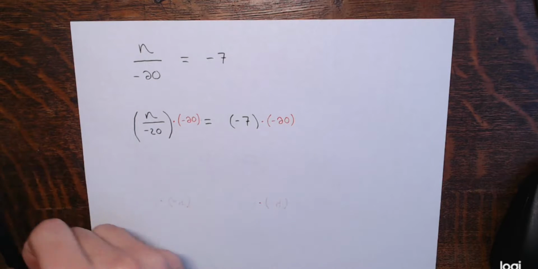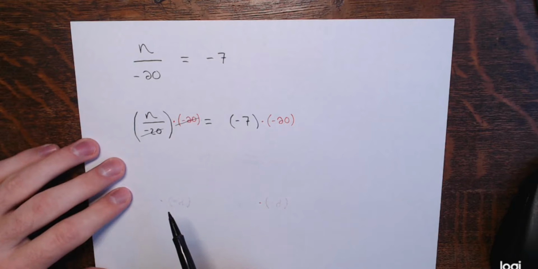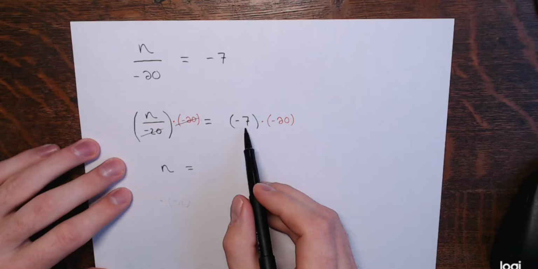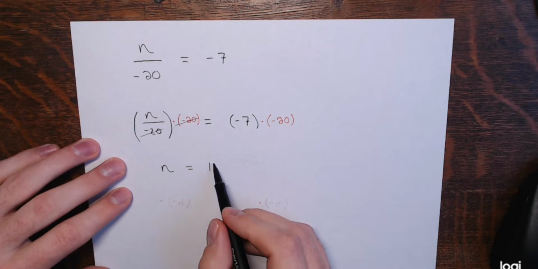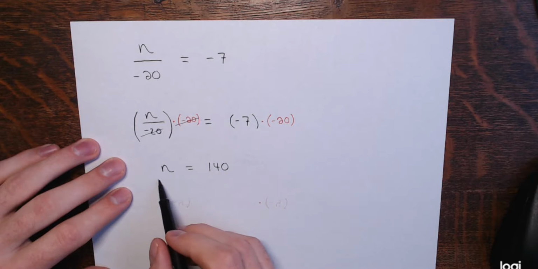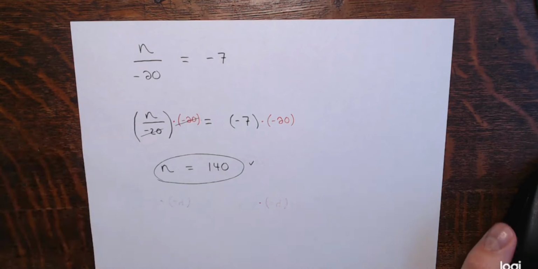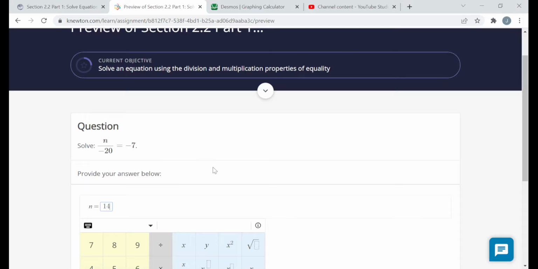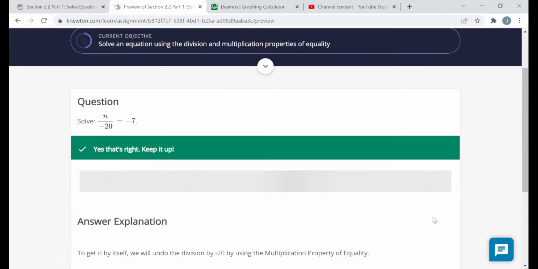So on the left side, the -20s divide out to be 1, they cancel. And I've got n by itself equals, and then -7 times -20 will be positive 140. And there's your solution to that equation. And again, please check it, plug it back in, make sure the original statement is true when n is 140, and it should be. So n equals 140. Great.